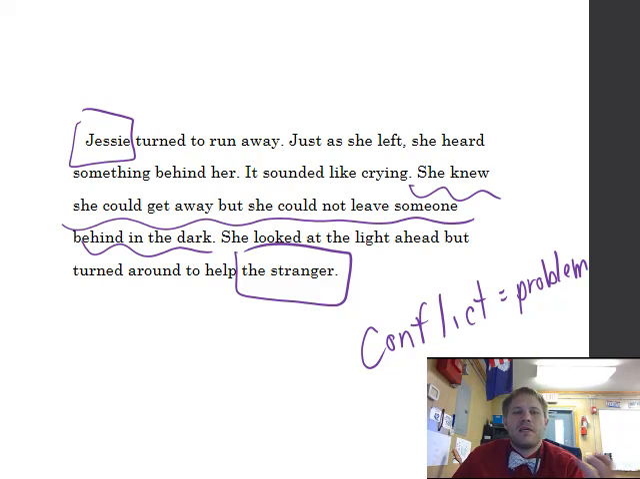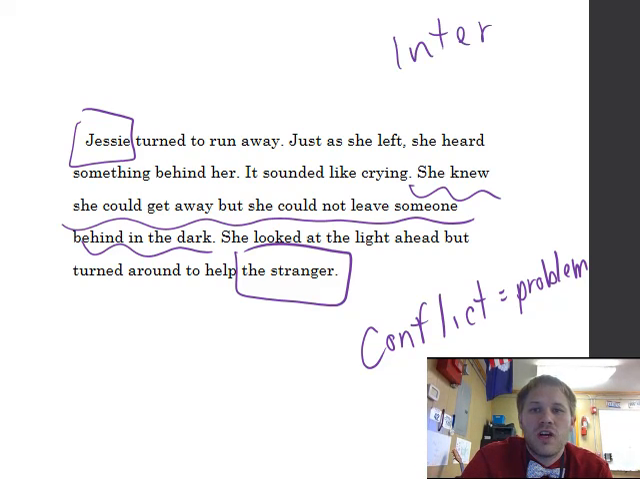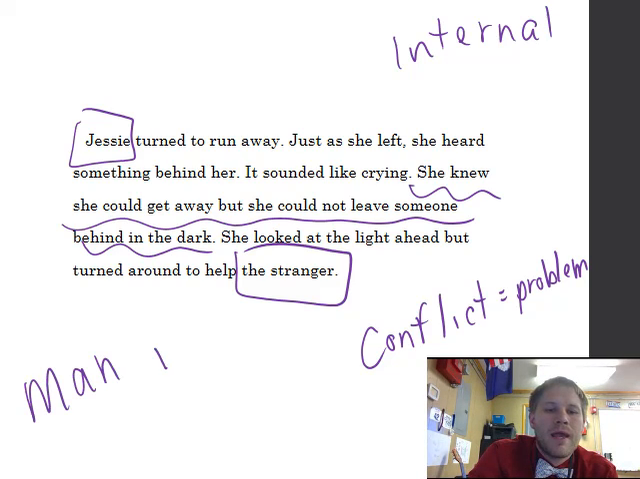And so Jessie has to make a decision here. Should I stay and help or should I leave? And so this is an internal conflict. Okay, she's struggling with her own emotions. And so this is what we would consider man versus self.